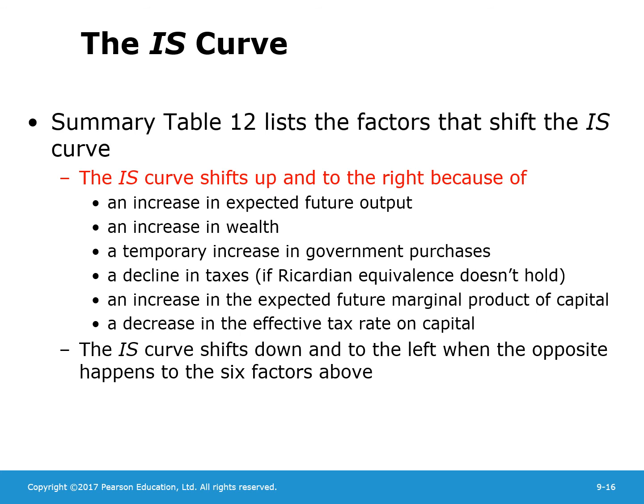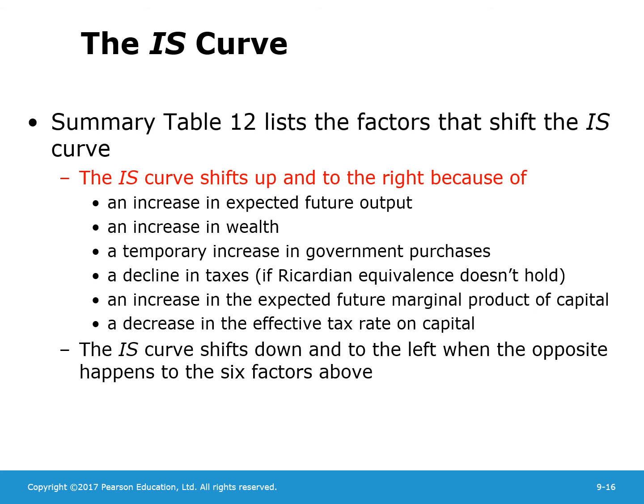The last two factors are related to the expected future marginal product of capital and the effective tax rate on capital. They are related to investment. I will leave for you how this can affect the IS curve. It's written here that an increase in the expected future marginal product of capital will lead to a shifting of the IS curve up and to the right. Why is this? Because this will affect investment and not savings.